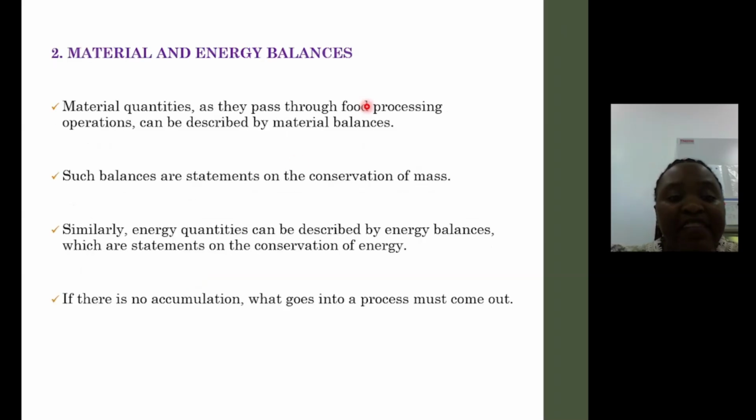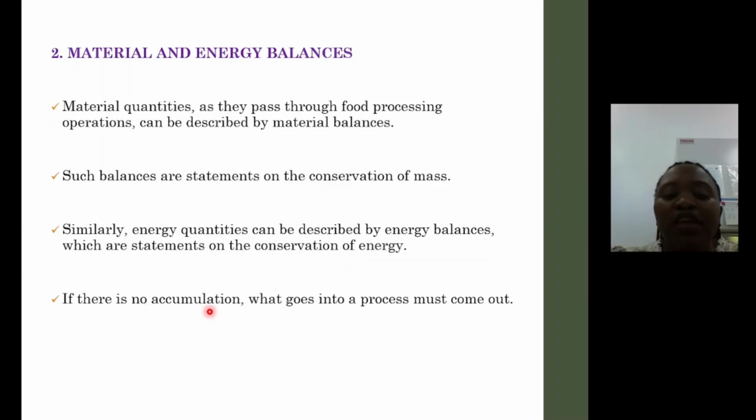Now, material and energy balances. Material quantities as they pass through food processing operations can be described by material balances. Any material quantity that is going through this process can be described by material balances. Such balances are statements on the conservation of mass. Similarly, energy quantities can be described by energy balances, which are statements of the conservation of energy.